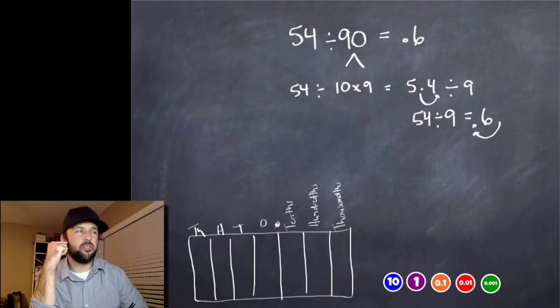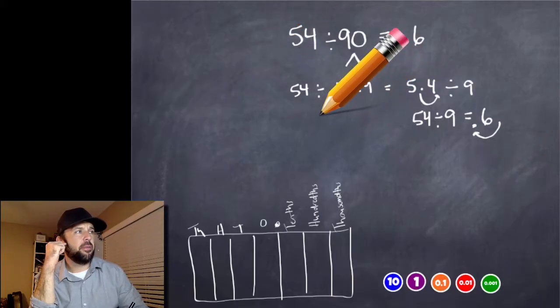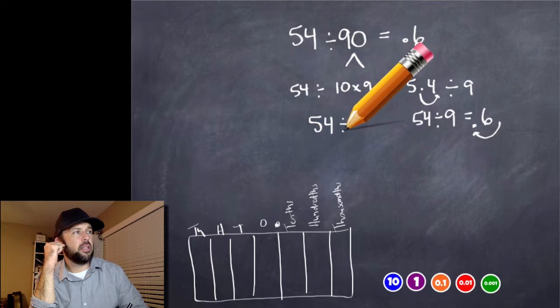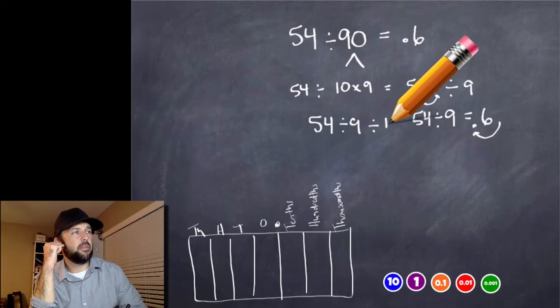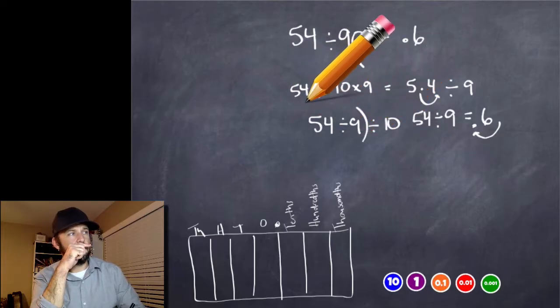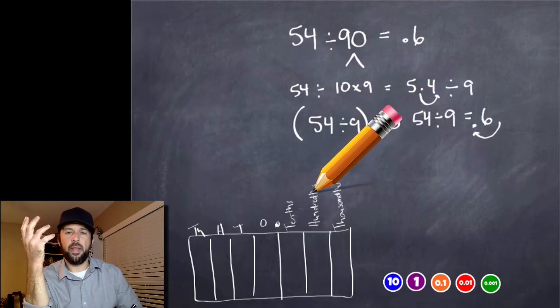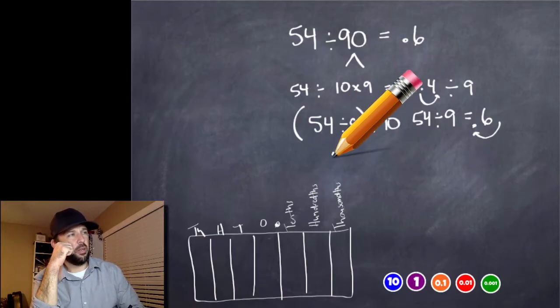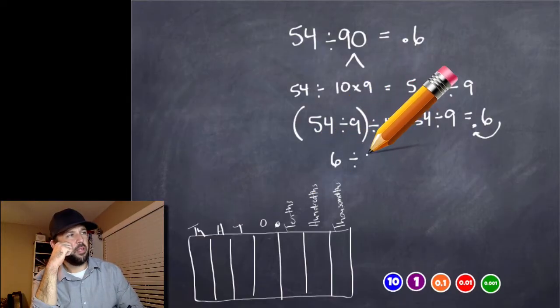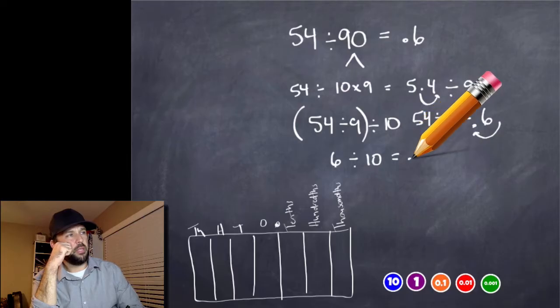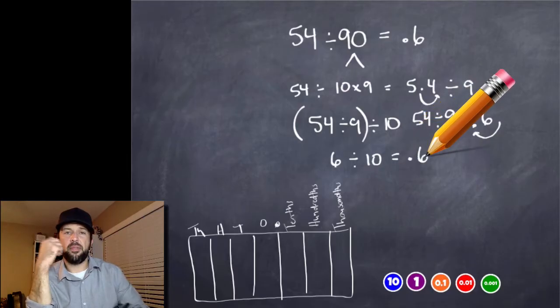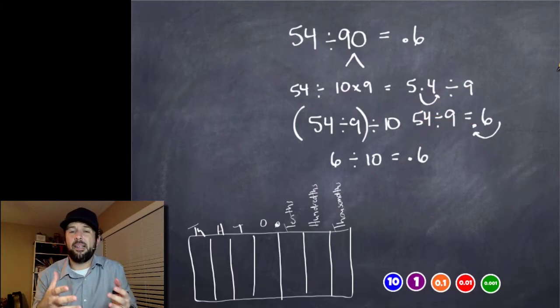All right, I'm going to ask you guys a question real quick. Would it matter if I would have done it this way instead, if I would have divided by 9 first and then divided by 10? Would that have mattered? Well, let's see. 54 divided by 9 would be 6, and 6 divided by 10 would be 6/10. Doesn't really matter, right? So I could have done that in any order.